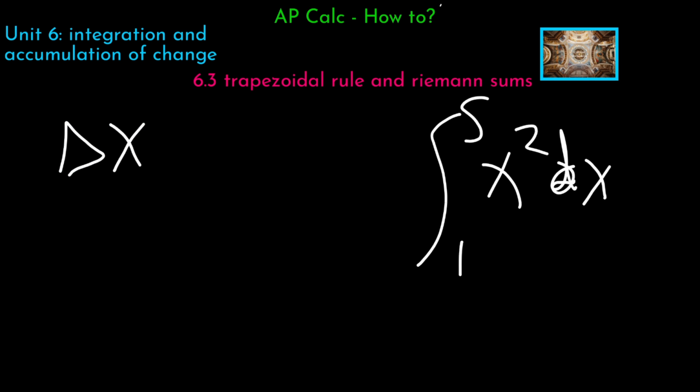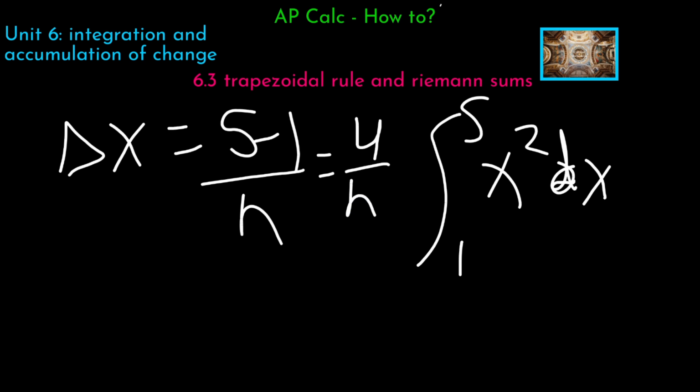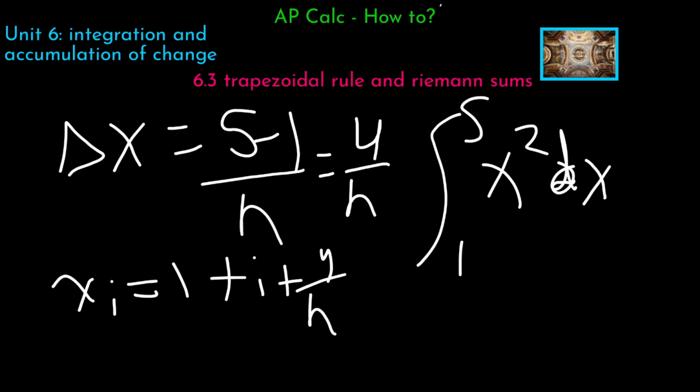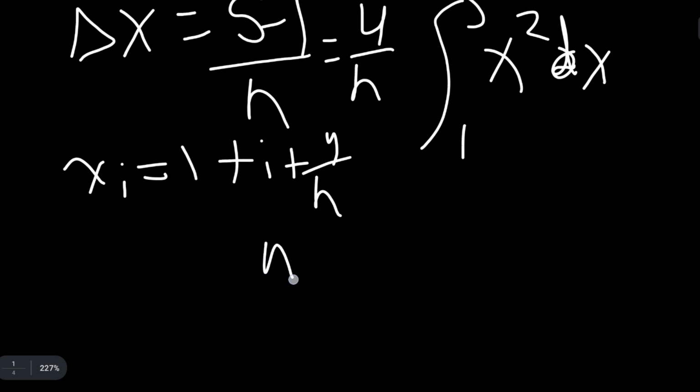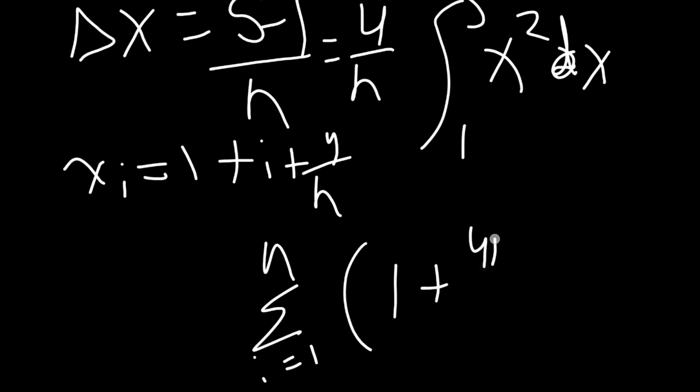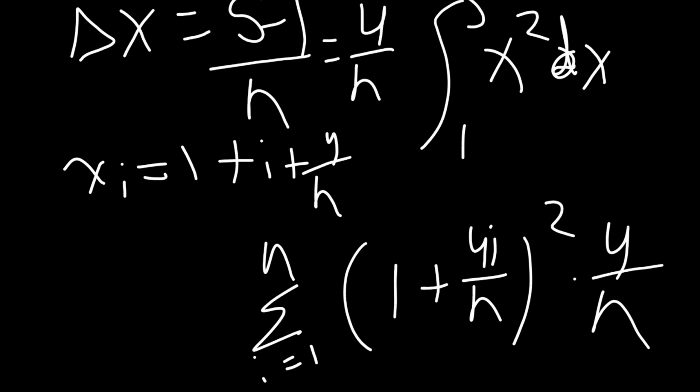Delta x equals (5 minus 1) over n, which equals 4 over n. The right endpoint for the ith subinterval, x_i, equals 1 plus 4i over n. You're going to have the sum from i equals 1 to n of (1 plus 4i over n) squared times 4 over n. This is a Riemann sum, and in the limit, it becomes the definite integral.